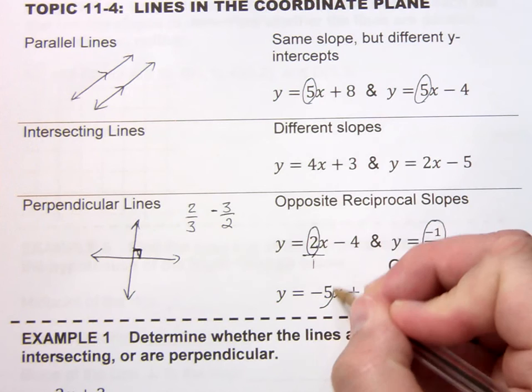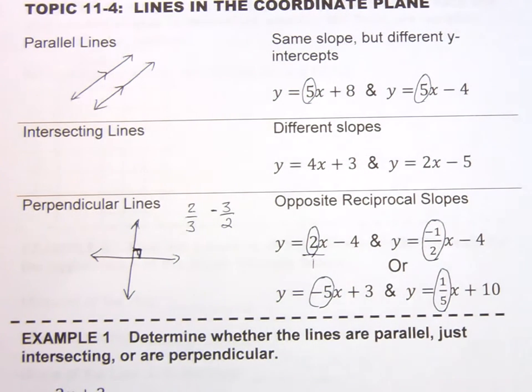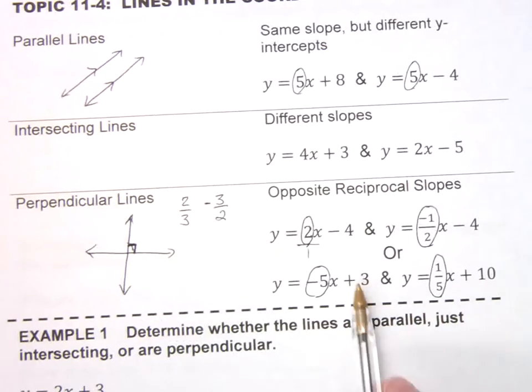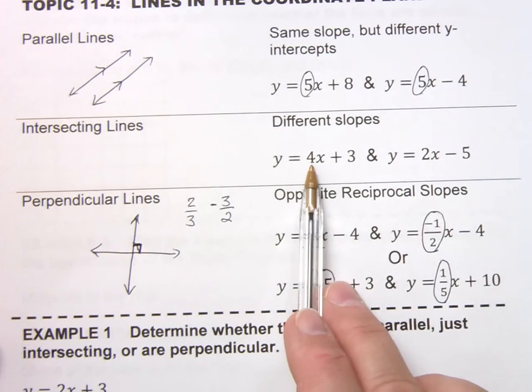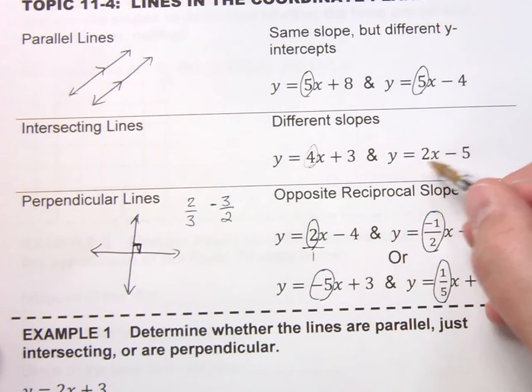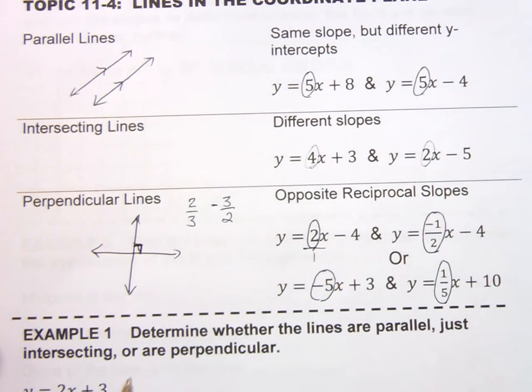Here we have a slope of -5 and a slope of a positive 1/5. Again, those are opposite reciprocals. So even though I have not seen these graphed yet, I know that they will intersect and they will be forming right angles where they intersect. They will be perpendicular lines. Now, if the slopes are not the same, and if they are not opposite reciprocals, then those lines have to intersect, but they will not be perpendicular. So they're just intersecting, but they're not perpendicular or parallel.